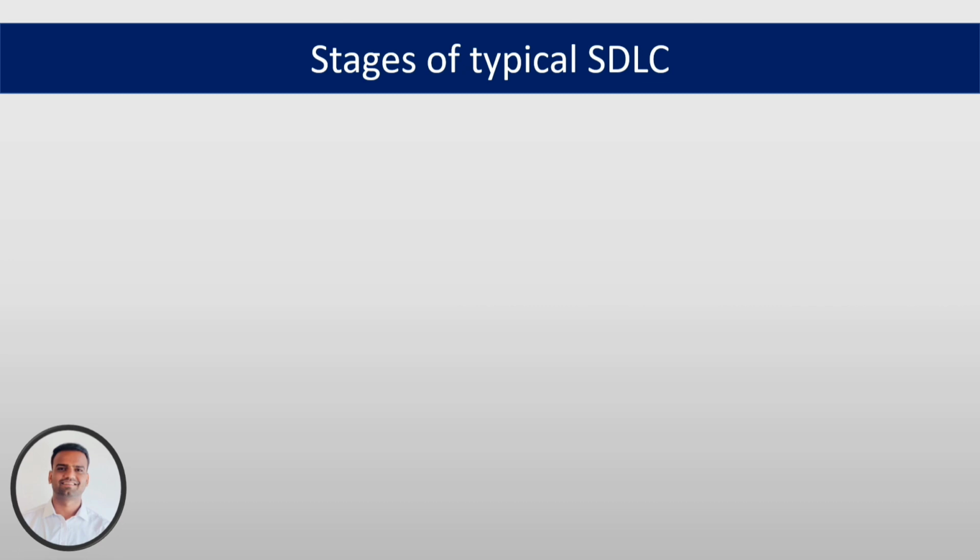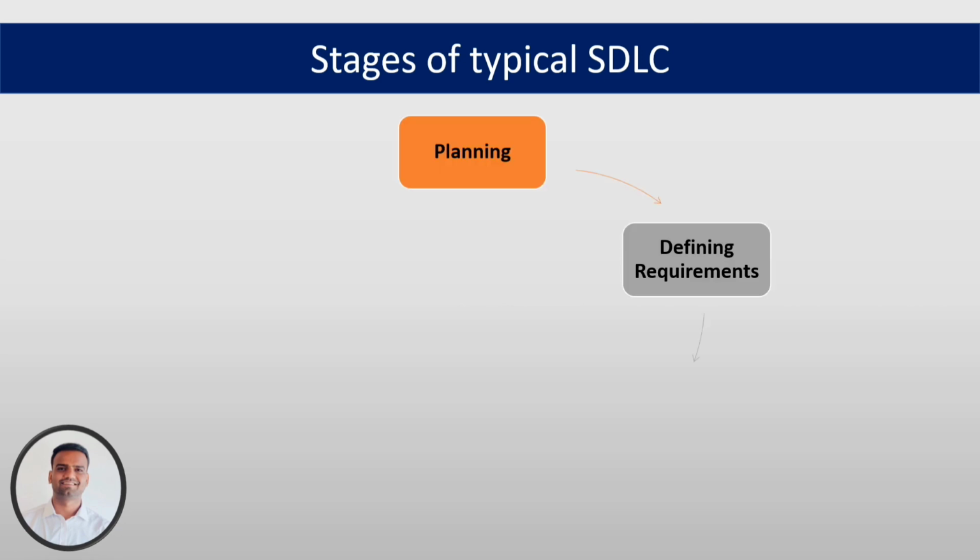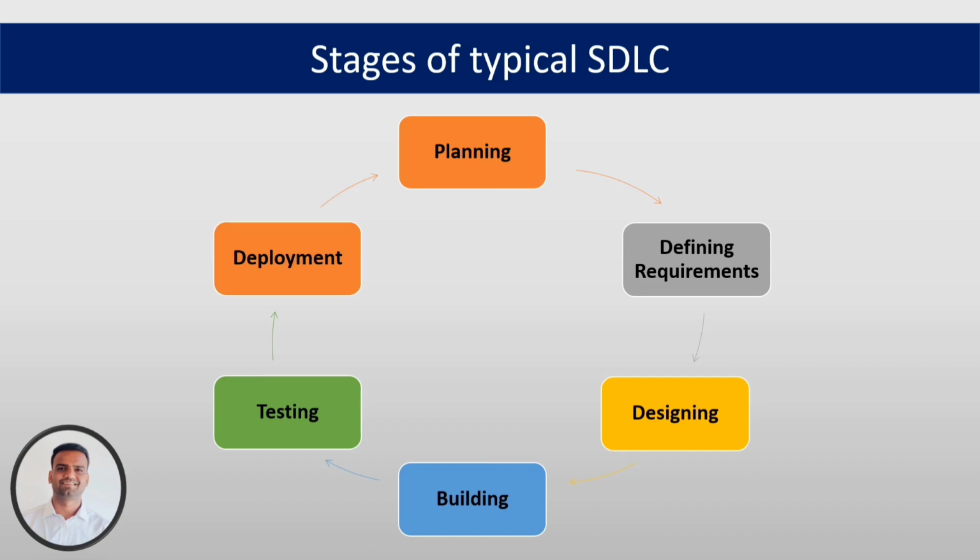There are typically 5 to 6 stages which every software development organization follows. One is planning, then defining requirements, designing product, building product, testing, and then finally the deployment part. So we will go through all the stages in detail. We will understand what is done at each stage along with the examples.